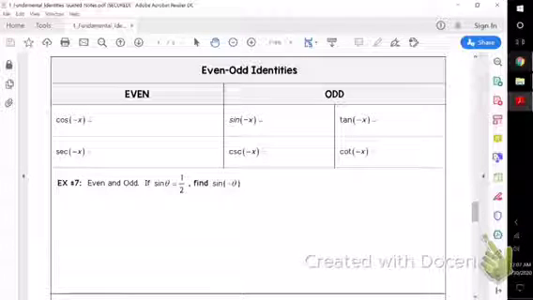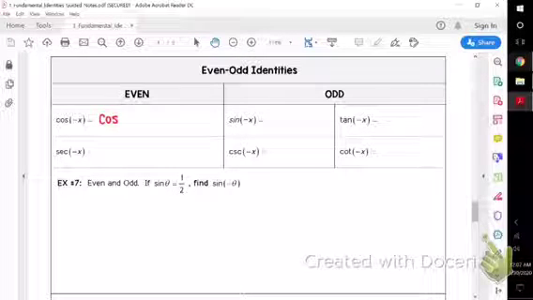Okay, so let's go back over even and odd identities. If you remember, when we talked about this before, we said we only had two even identities. Who remembers what those are? Remember, it's going to be cosine and its reciprocal, secant. So what that means is, if you have cosine of negative x, that's going to be the exact same answer as cosine of positive x. And secant of negative x will be the same exact answer as secant of x.